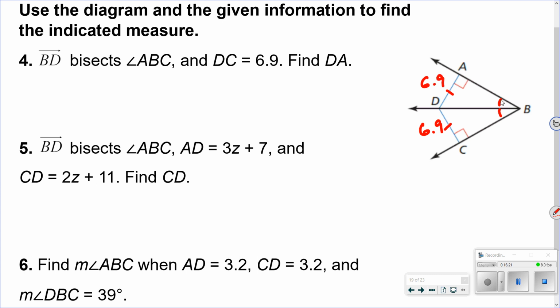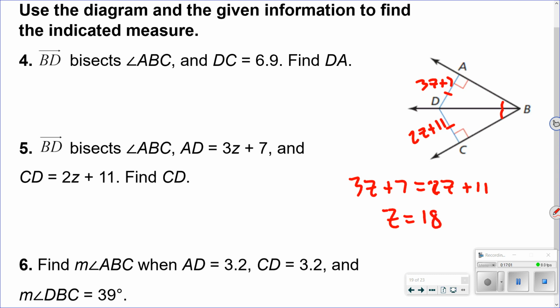5, it also tells us that BD bisects angle ABC. AD is equal to 3Z plus 7. So AD right here is 3Z plus 7. We know this bisects that. And CD is equal to 2Z plus 11. Those two are equal because it's an angle bisector. Find CD. All we're going to do is set those equal. 3Z plus 7 equals 2Z plus 11. So I think we end up with Z equals 18, I think, when you solve that.